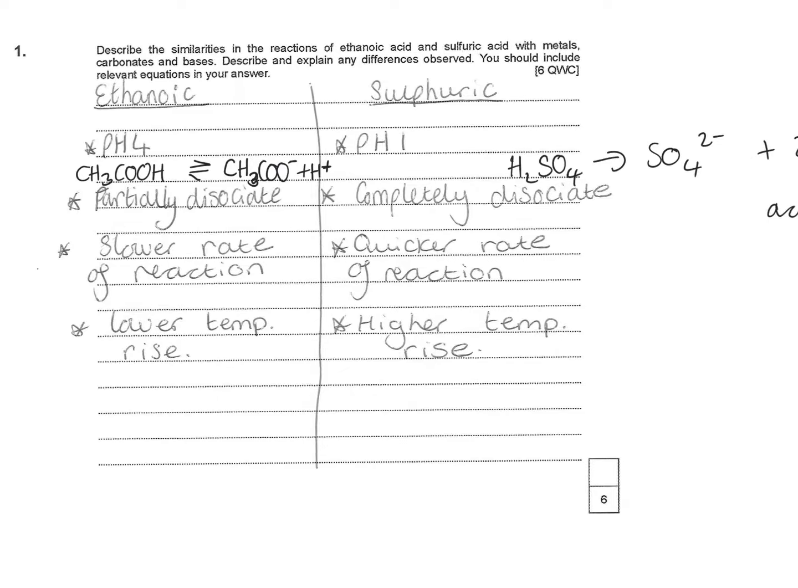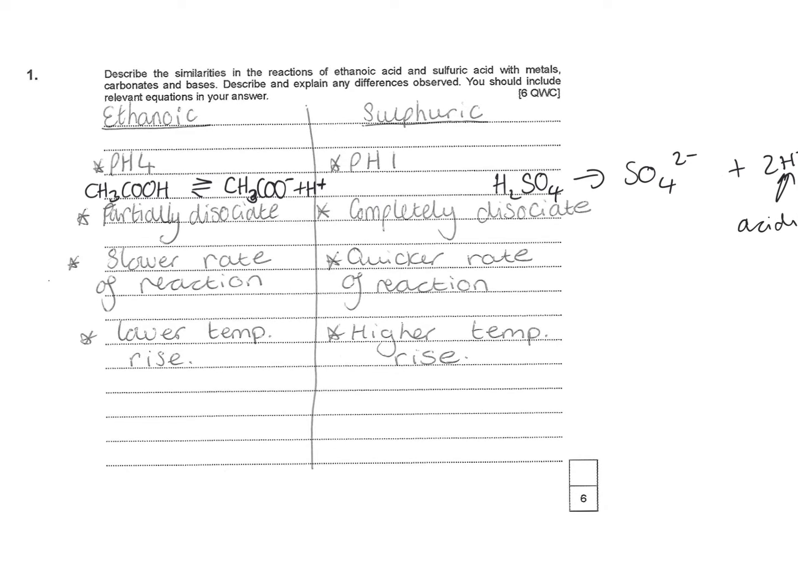Ethanoic acid has a slower rate of reaction, sulfuric acid a quicker rate of reaction. There'll be a lower temperature rise with ethanoic acid, and a higher temperature rise with sulfuric acid. They still both react with metals, carbonates and bases, but the reaction will be a lot slower on this side compared to this side.